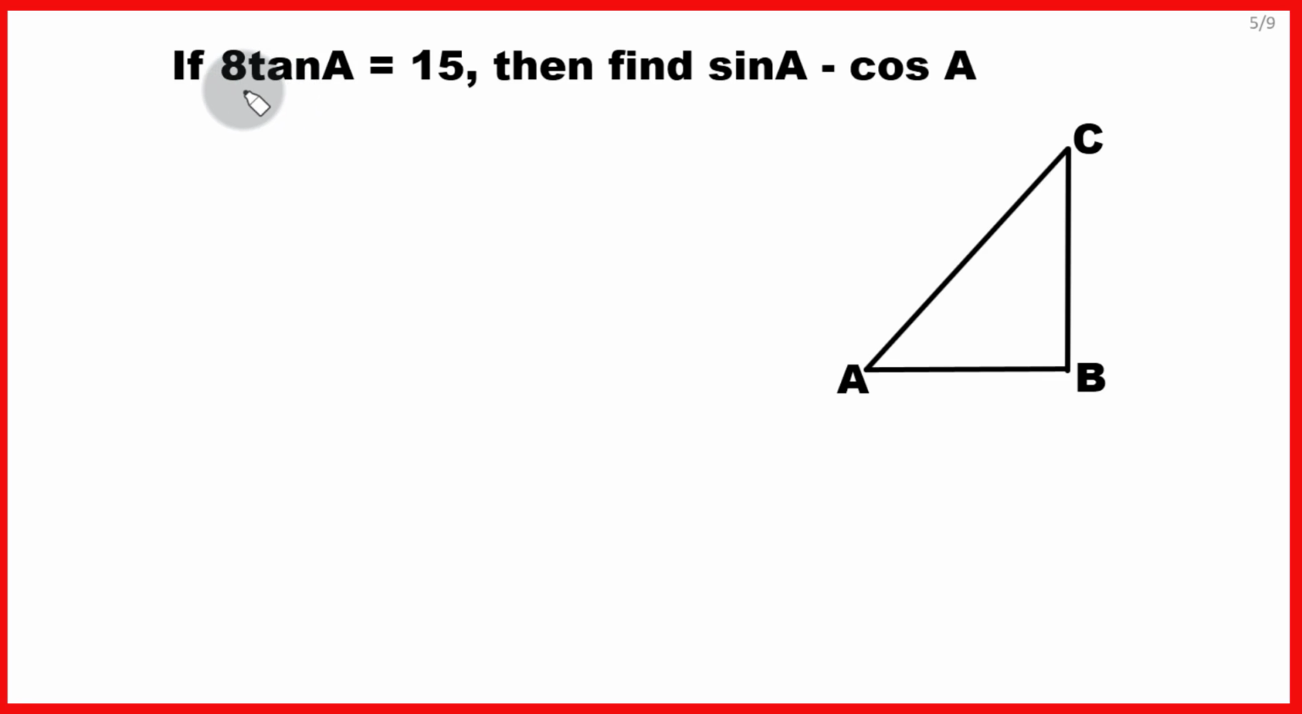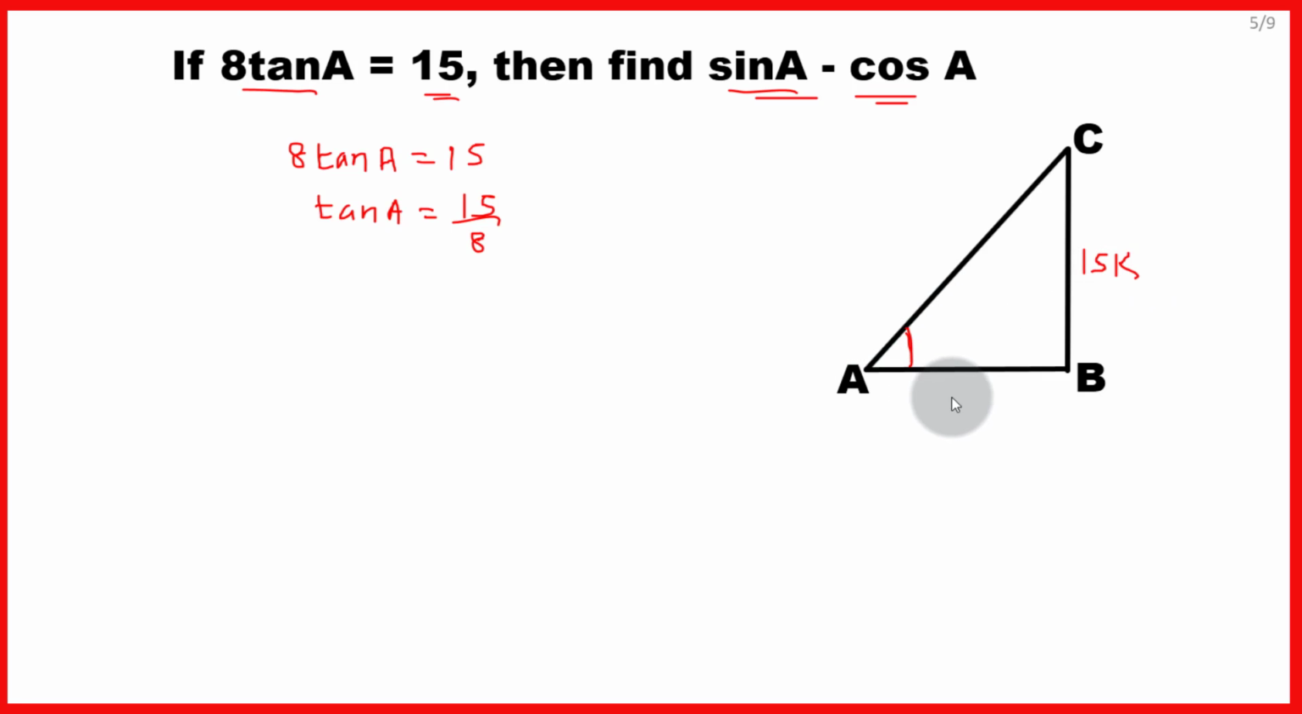Now the question is: if 8 tan A = 15, then find sin A - cos A. Here it is given that 8 tan A = 15, which means tan A = 15/8, taking 8 to the other side. We know that tan A is opposite side upon adjacent side. So this is angle A, the opposite side will be BC and the adjacent side will be AB, and therefore we will assume that BC is 15K and the adjacent side AB is 8K.